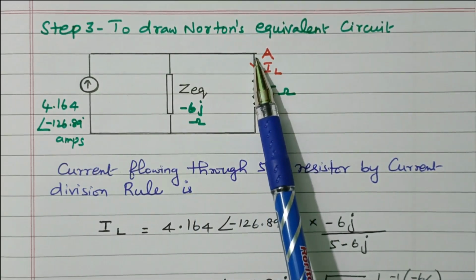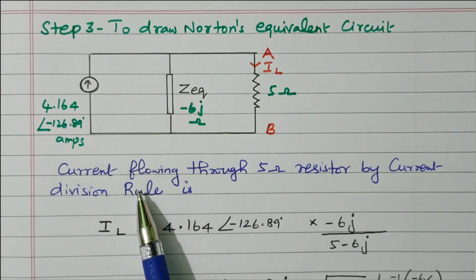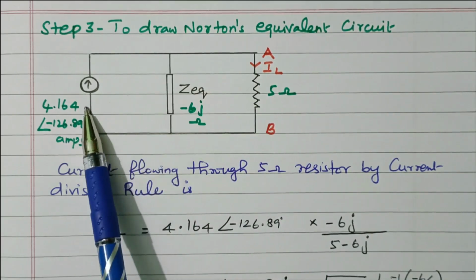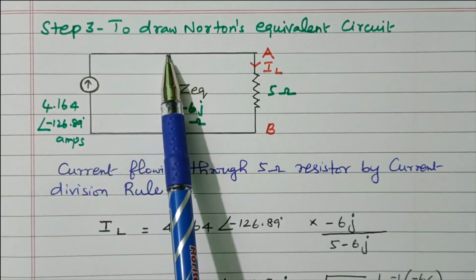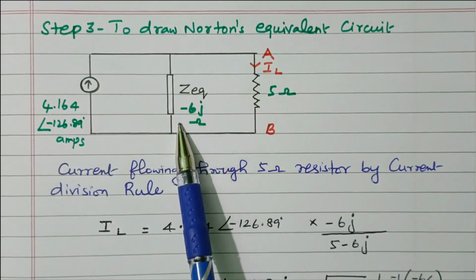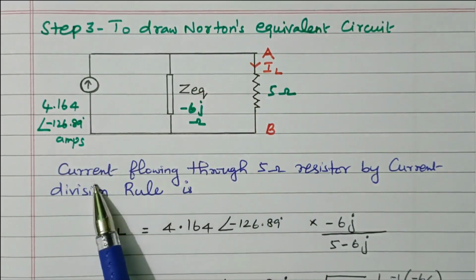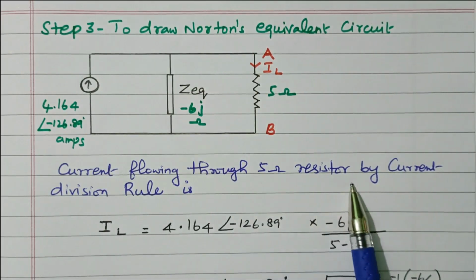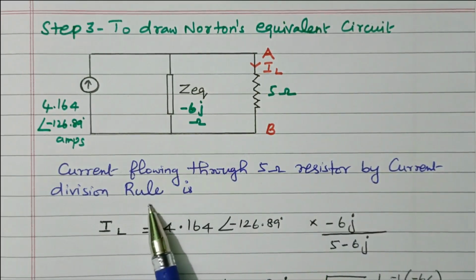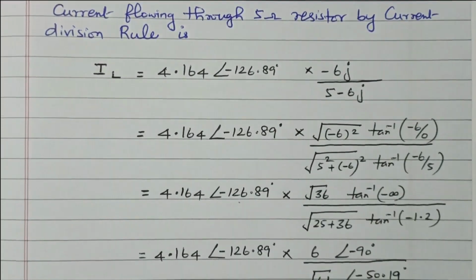Now our aim is to find the current flowing through this 5 ohm resistor. So easily we can calculate it by using the current divider rule. So this current is flowing here. At this point current is divided. Some of the current will flow through this Z equivalent. Some of the current will flow through the 5 ohm resistor. So the current flowing through the 5 ohm resistor, we can find by the current division rule. What is the current division rule?